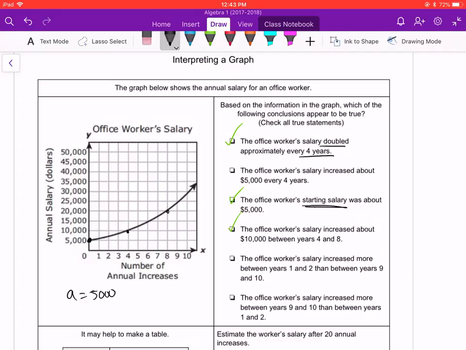So the statement that the salary increased more from 1 to 2 than 9 to 10 is wrong. It'd be the other way around. It makes sense to increase more from 9 to 10 than from 1 to 2. You can even section this off. Look how steep that is, and look how low that is. So 9 to 10 is definitely more. So flip that around. Yes, that would be right: 9 and 10 more than 1 and 2. All right, that's interpreting that graph.